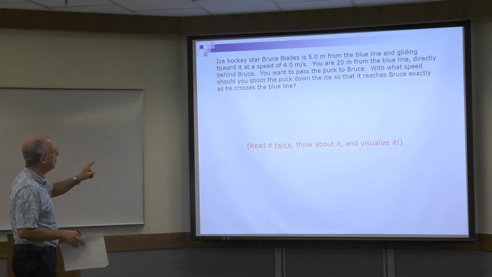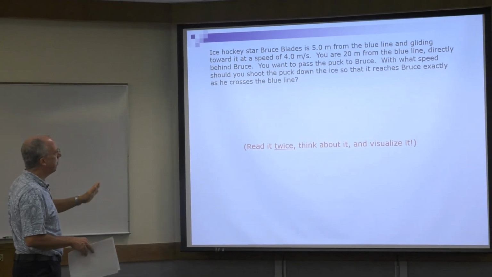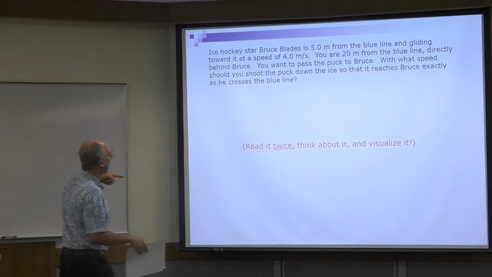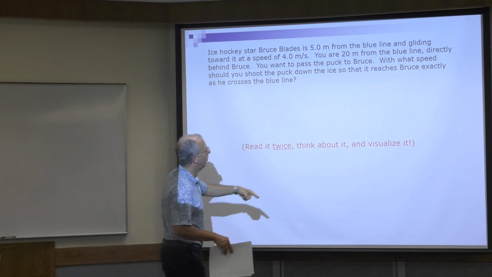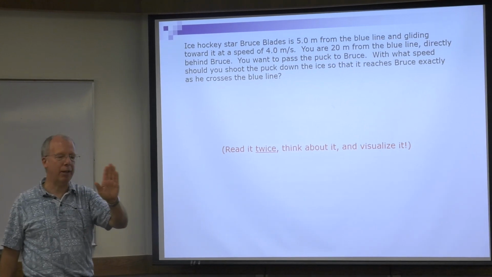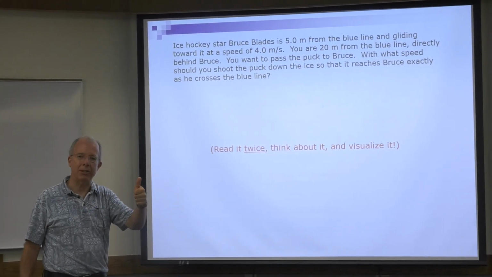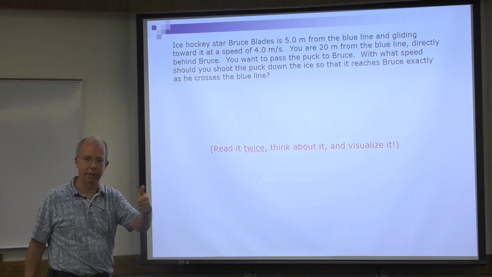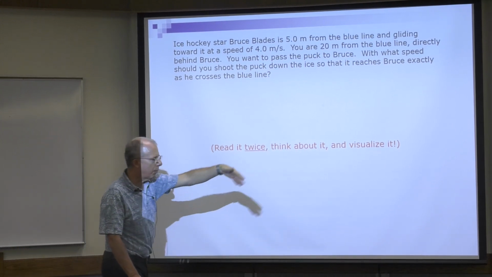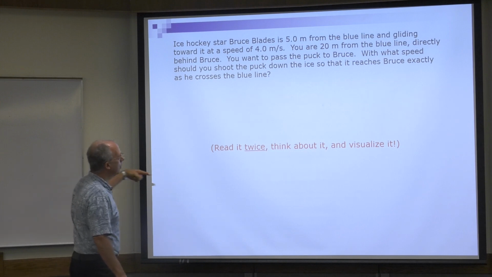Ice hockey star Bruce Blades is 5 meters from some blue line, and he's gliding toward the blue line at 4 meters per second. By the way, in Physics 105 and 106, what is ice? No friction. Okay, it's an idealization. So Bruce is 5 meters from some blue line, gliding at 4 meters per second.